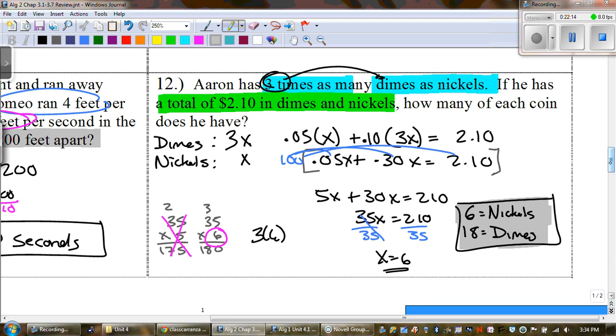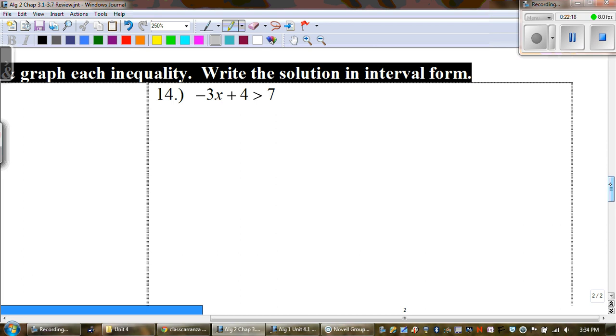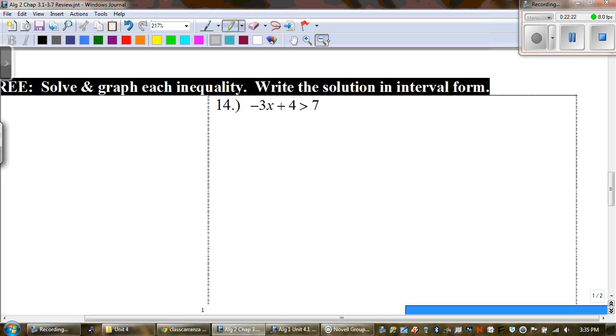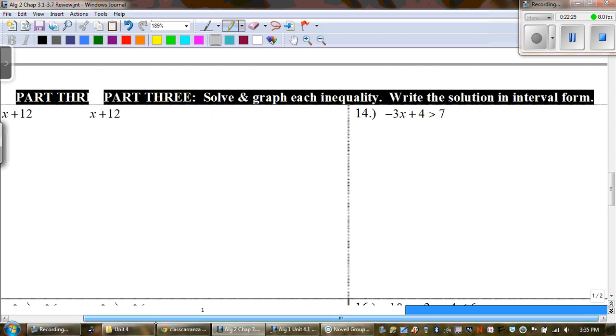All right, let's flip it over. We only got 4 more problems to do. So it says solve and graph each inequality and write the solution in interval form.